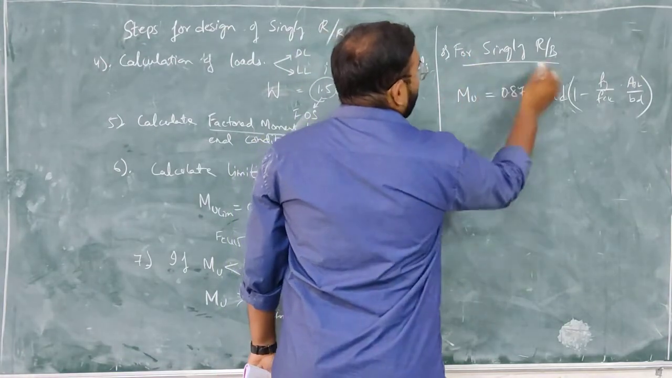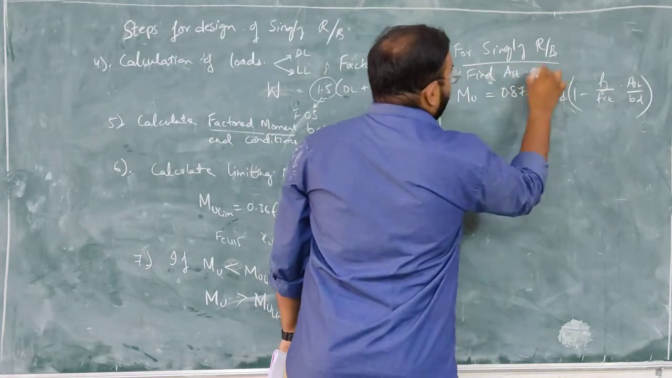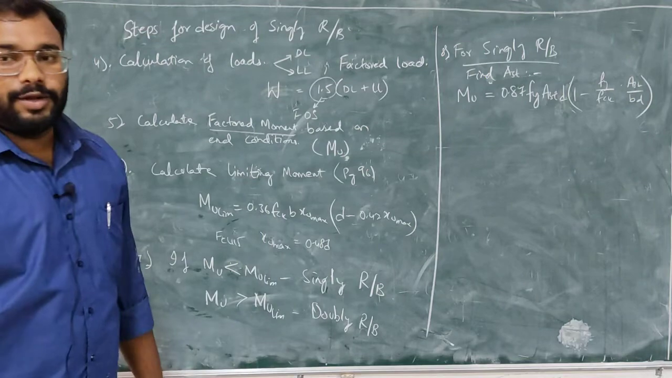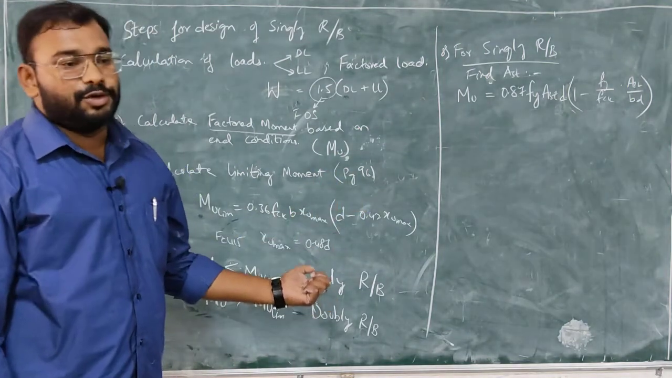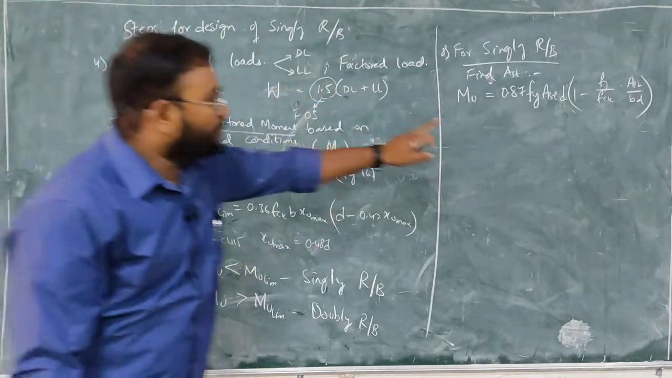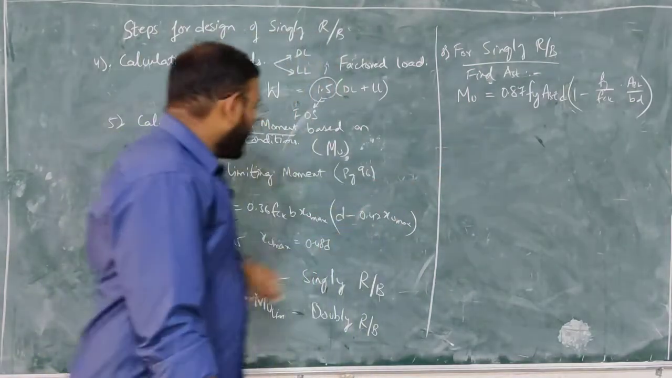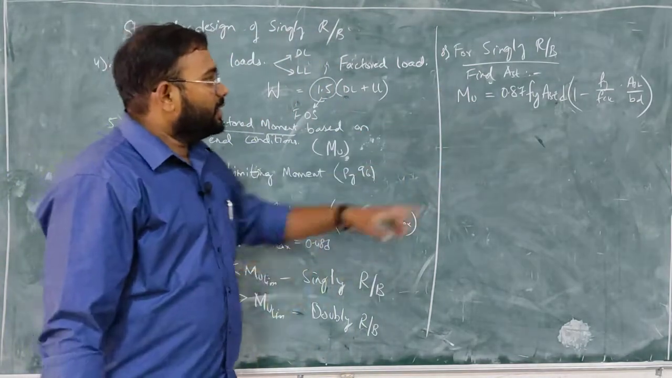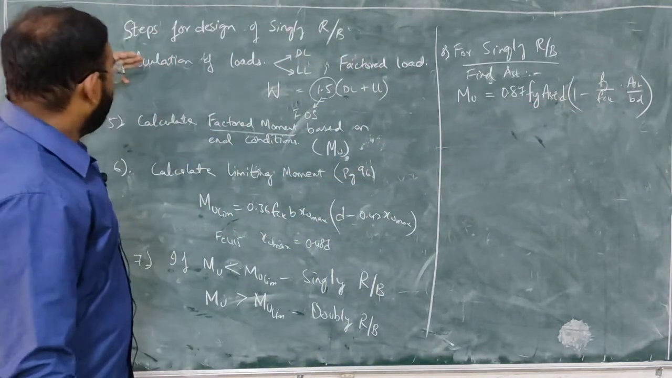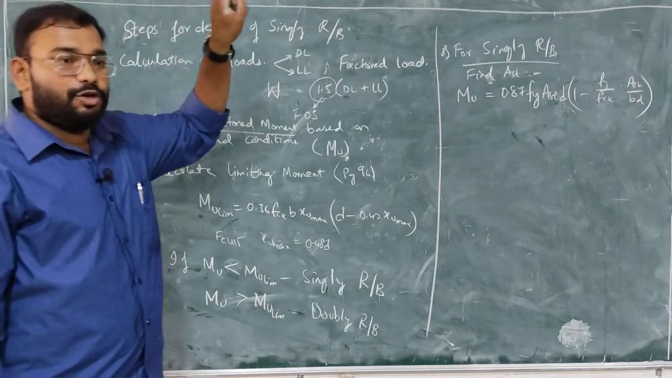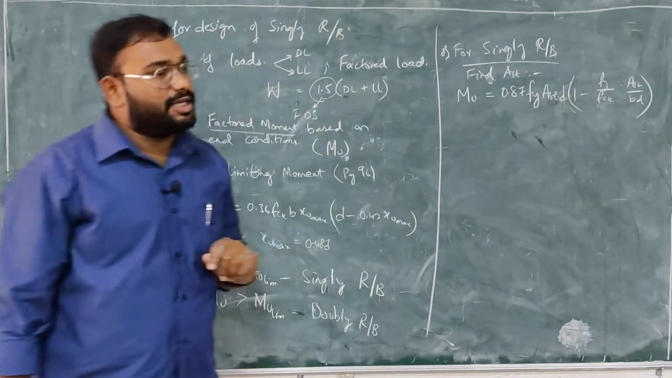Eighth step for singly reinforced beam: find the area of tensile reinforcement required. What do you mean by singly reinforced beam? We have reinforcement only in the tensile zone, no reinforcement in the compression zone. So we will calculate the area of reinforcement required in the tension zone. If you know the value of Mu, you need to assume Fy and Fck if they are not given. You have got B and D from the initial steps. You have assumed B, calculated D. Using this formula you will get the AST required.